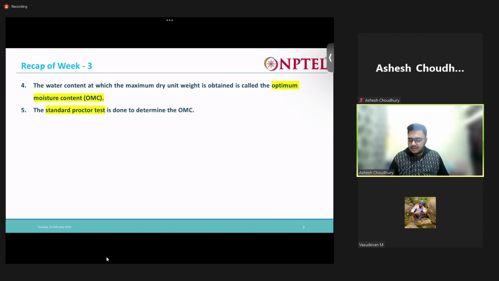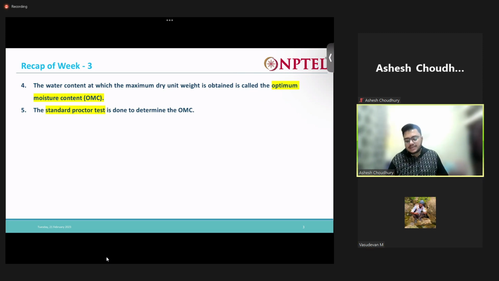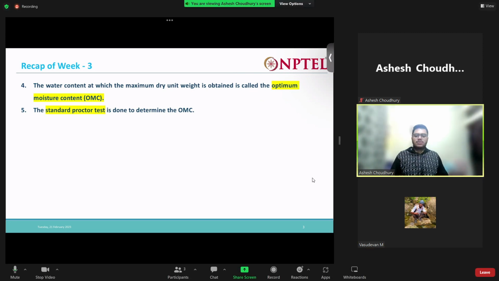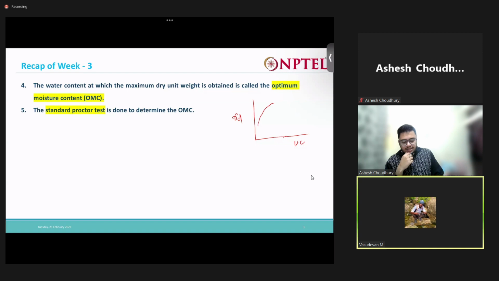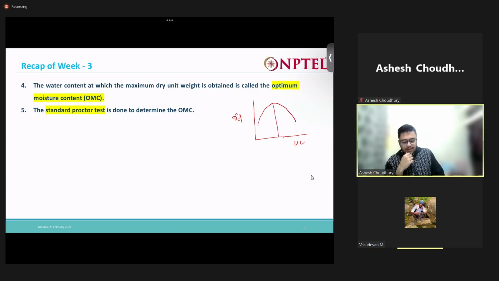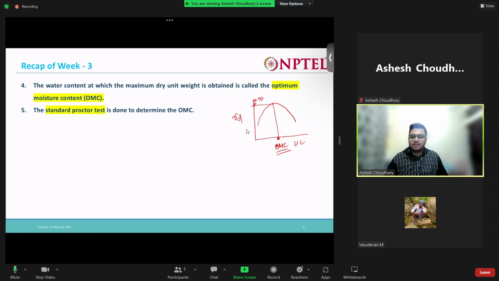Okay, so here I have written the same thing, that the water content at which the maximum dry unit weight is obtained is called the optimum moisture content, right? So sorry, this is my dry density, this is my water content. So I obtain a certain bell curve like this. This point at which there is maximum dry density is the maximum dry density point, and this water content is known as the optimum moisture content, right? So how do we determine the optimum moisture content?